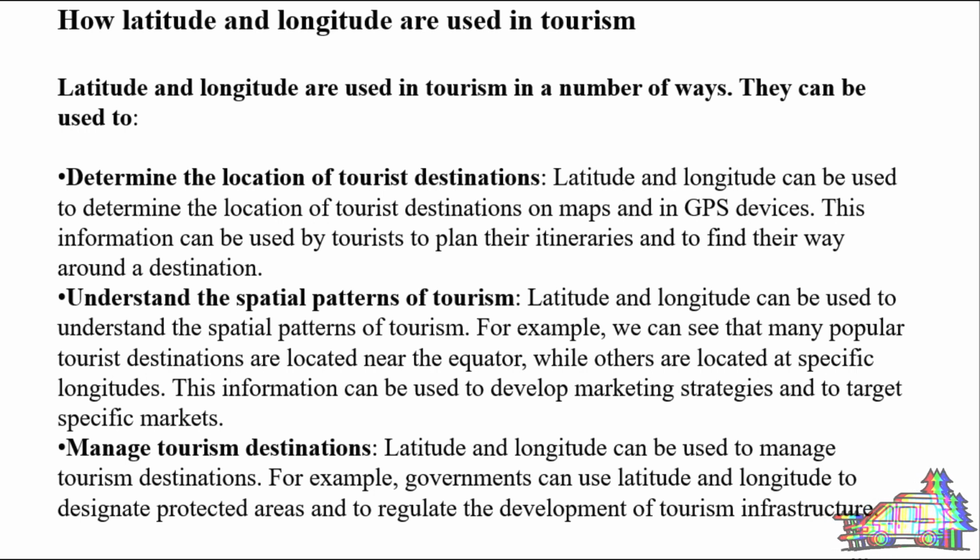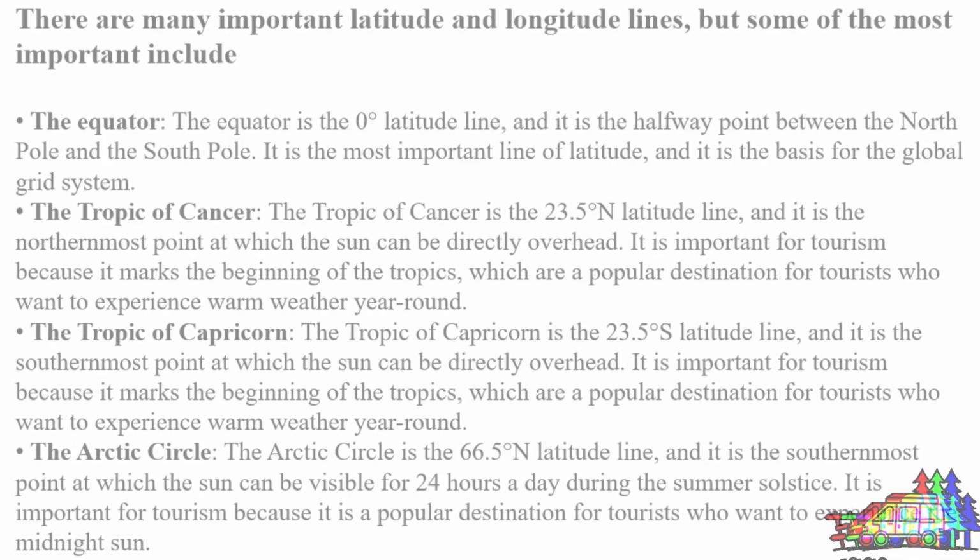Understand the spatial patterns of tourism. Latitude and longitude can be used to understand the spatial patterns of tourism. For example, we can see that many popular tourist destinations are located near the equator, while others are located at specific longitudes. This information can be used to develop marketing strategies and to target specific markets. Manage tourism destinations. Latitude and longitude can be used to manage tourism destinations. For example, governments can use latitude and longitude to designate protected areas and to regulate the development of tourism infrastructure.